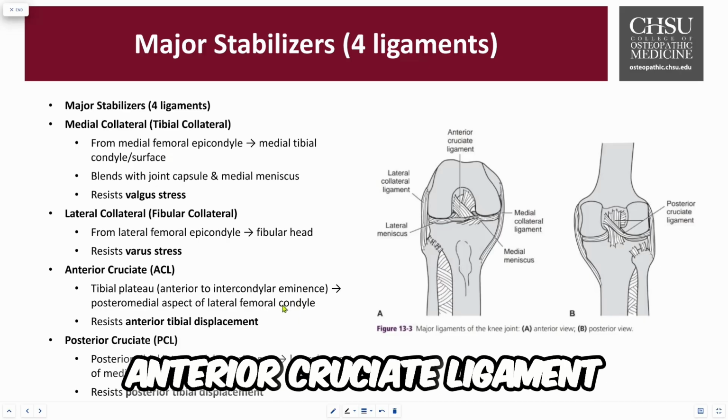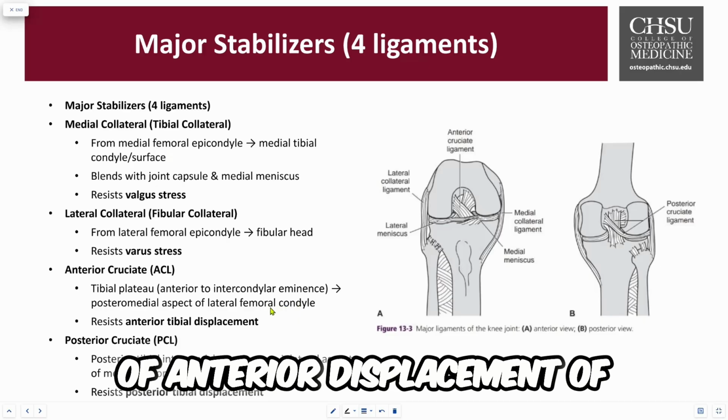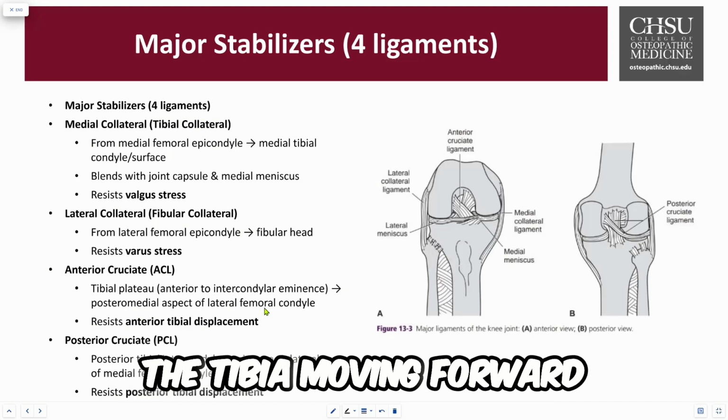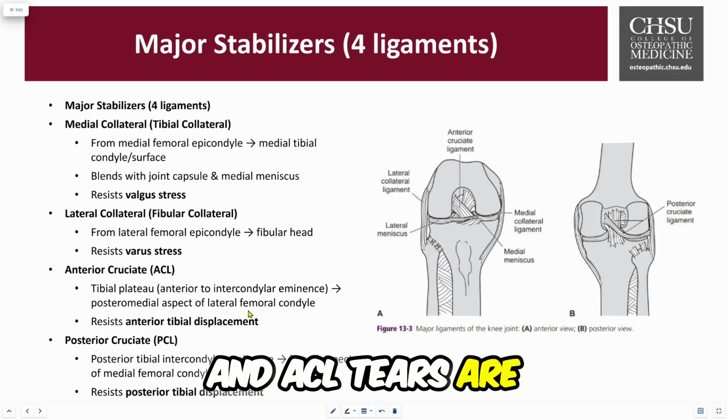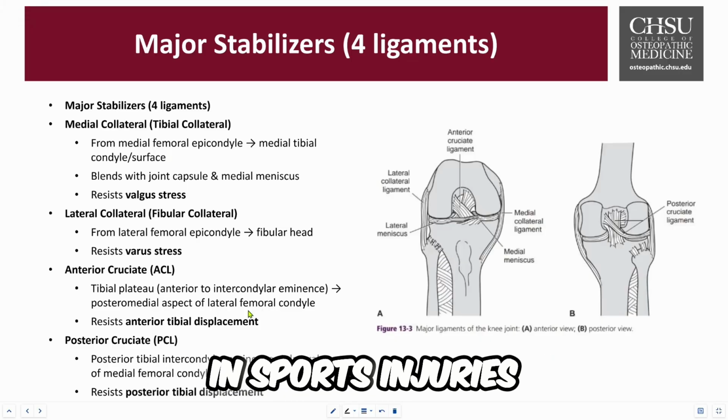The ACL stands for anterior cruciate ligament. This resists any kind of anterior displacement of the tibia moving forward, so the anterior drawer test can be used to test this. And ACL tears are oftentimes common and significant in sports injuries.